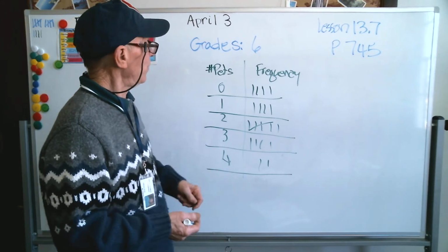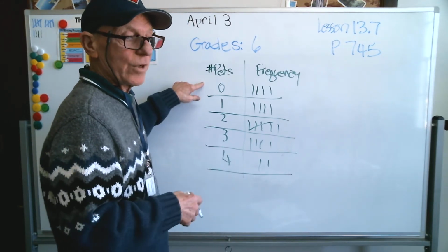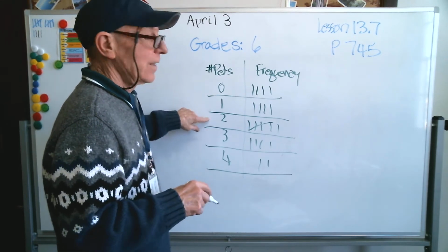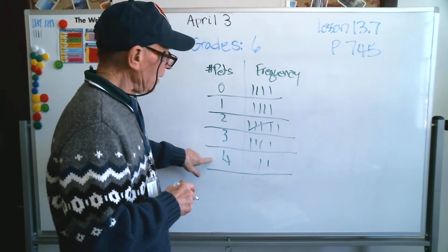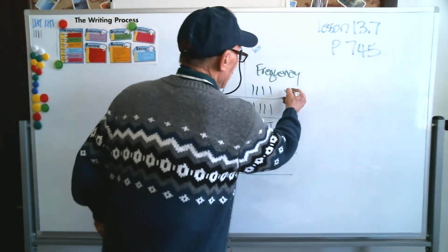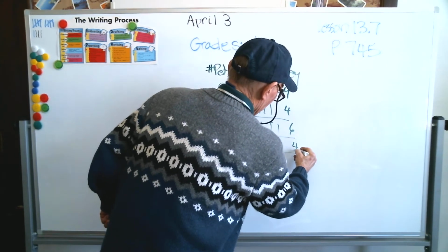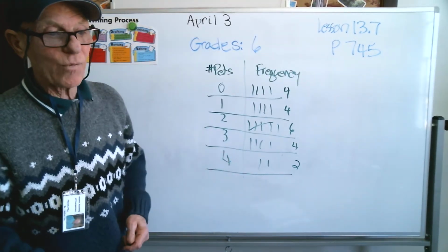So 20 people, and out of those 20 people, 4 of them said they don't have any pets. 4 of them have 1 pet. 6 of them have 2. 4 of them have 3, and 2 of them have 4. So 4, 4, 6, 4, 2. Okay, so now you got some data. What do you do with it?